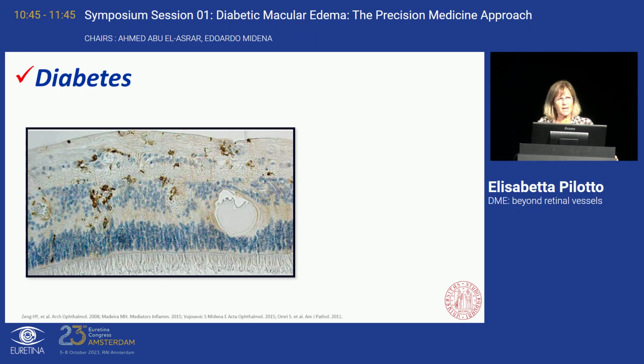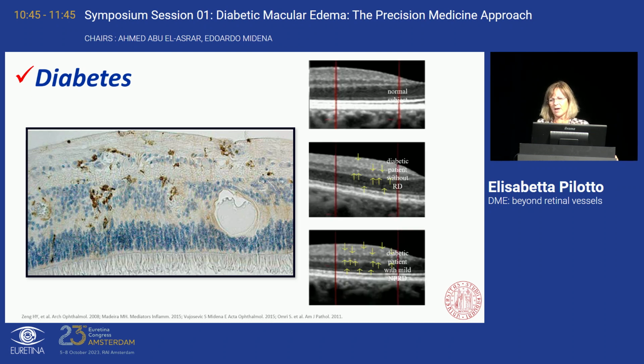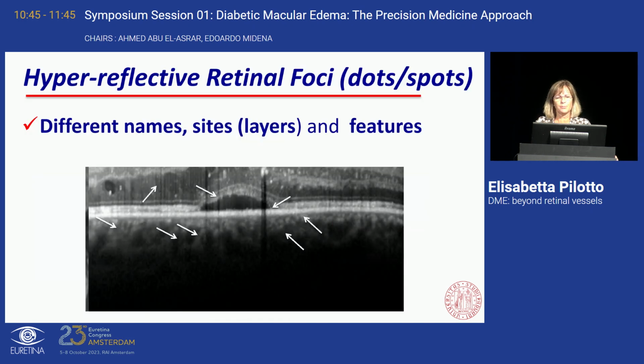And in diabetes, it has been demonstrated that we have activation of microglia cells, which combine in clusters of microglia, and they are located in the inner but also in the outer retina too. And we can observe similar features: specific OCT biomarkers, which are the hyperreflective foci, which we can observe in patients with diabetes.